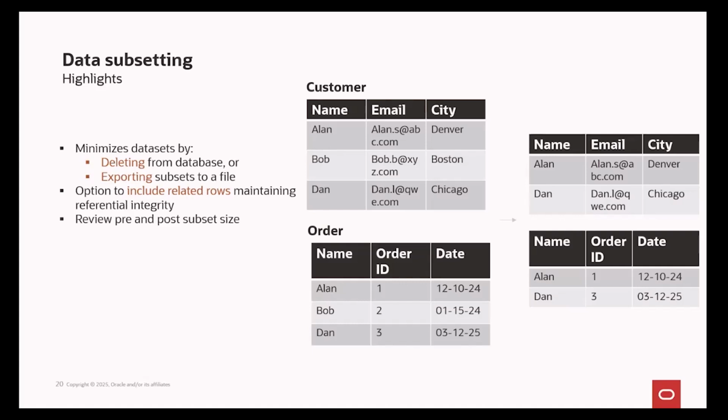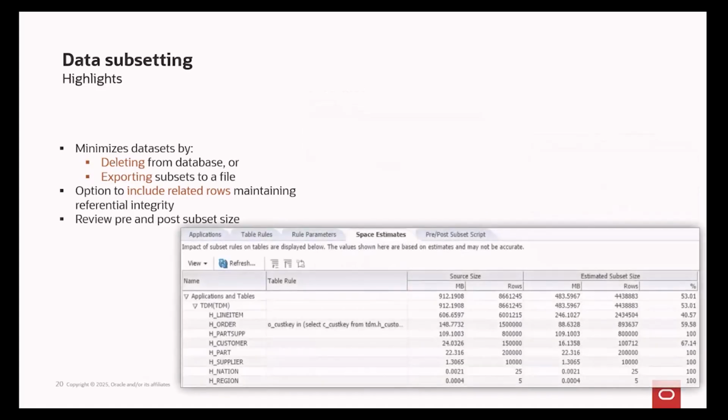And then finally, you can also review your pre and post subset size even before running the subsetting job. So on this screen, on this tab, you can go through the source side and also the estimated subset size in terms of the number of rows or even the percentage. So this was the overview on data subsetting.